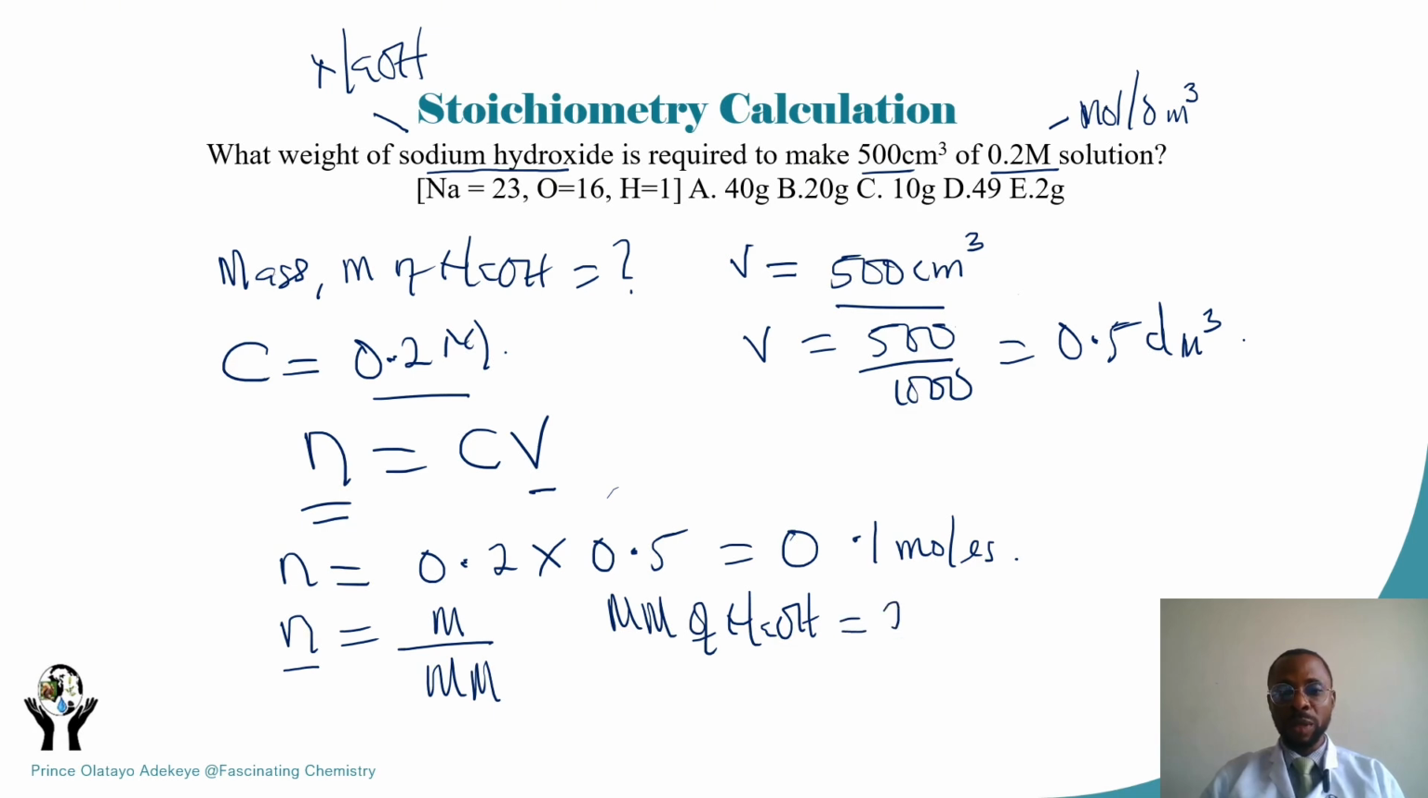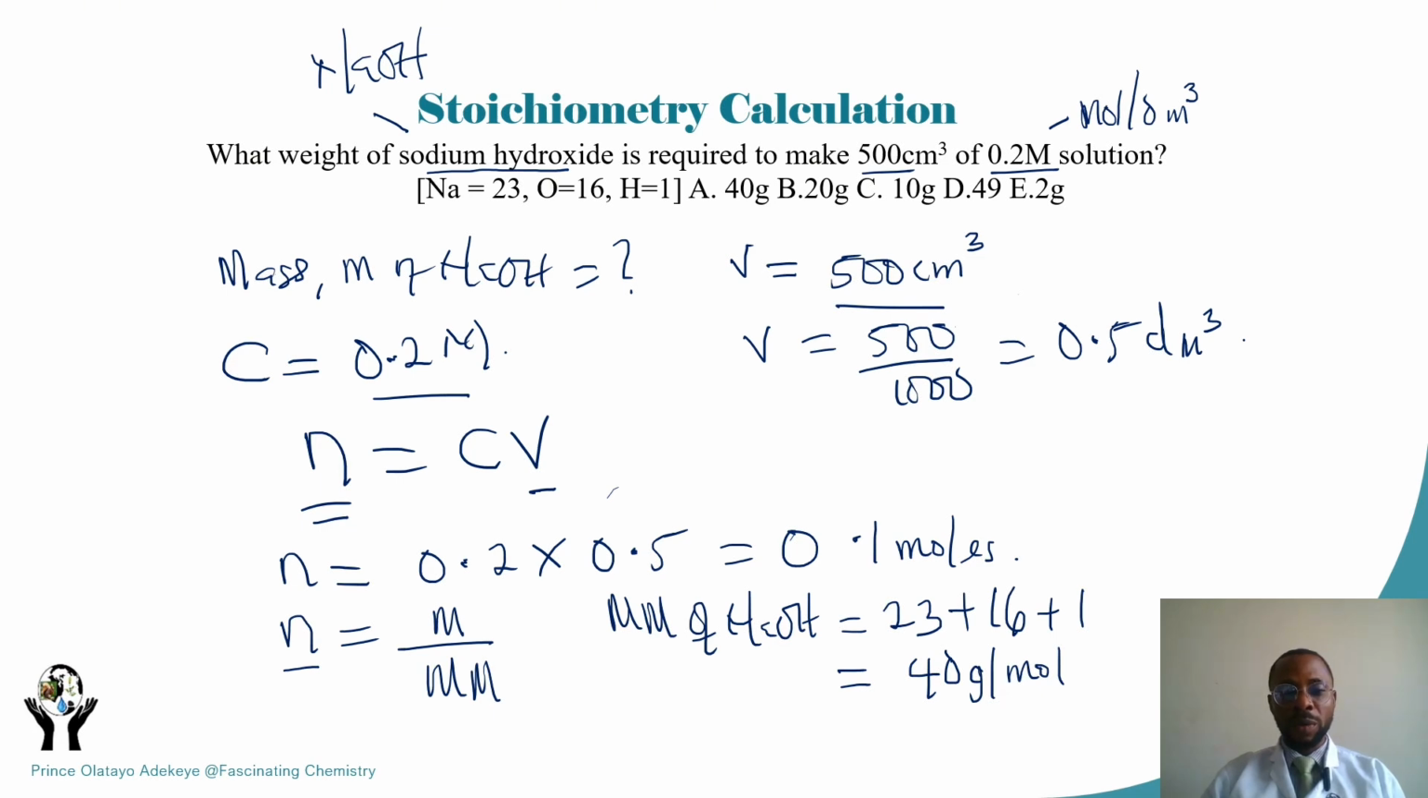So sodium is 23, and we have just one of it, plus one oxygen atom, which is 16, plus one hydrogen atom, which is 1. By the time we add this together, we are going to have 40 gram per mole. That's the molar mass of sodium hydroxide.